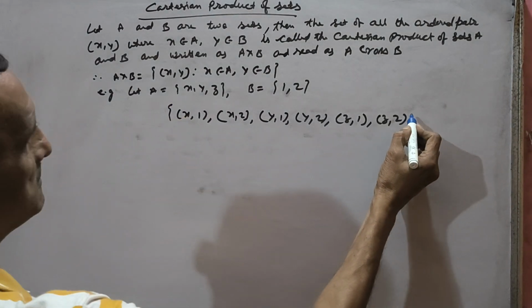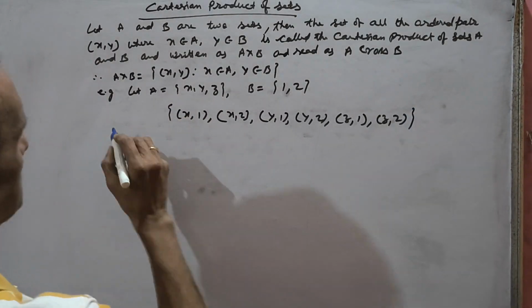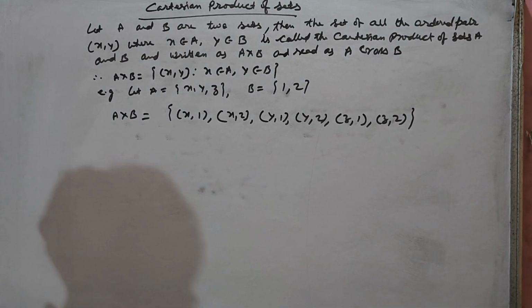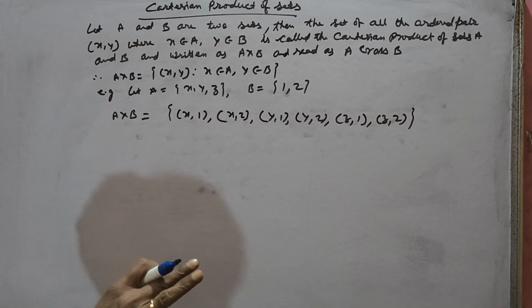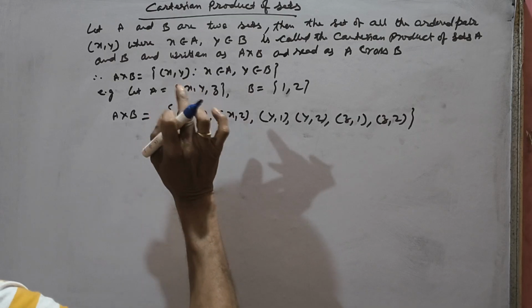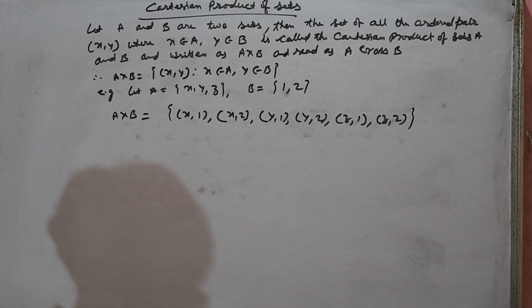and the set of all these is called A cross B. Understood? Set of ordered pairs with the first component an element of the first set, second component an element of the second set.